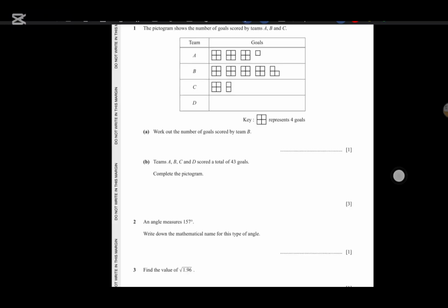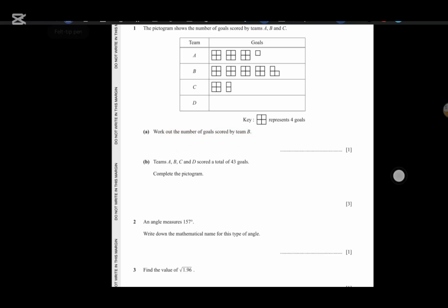Question number 1. The pictogram shows the number of goals scored by teams A, B and C. In the team column, A, B, C, D teams are given, but the goals scored by A, B and C are only given. D is not given. The key is given as this box represents 4 goals. Work out the number of goals scored by team B.